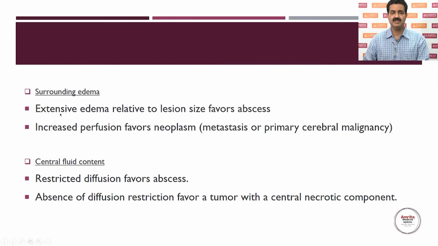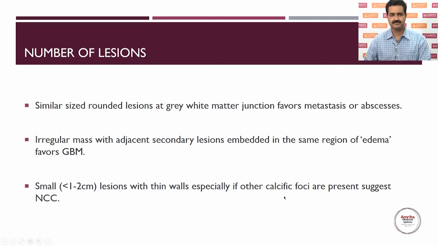If you look at the edema, extensive edema suggests abscess or neoplasm. So if there is extensive edema, there are two possibilities: one is the abscess, the other is the neoplasm. And the neoplasm we can identify by perfusion, when there is hyperperfusion of that area. If there is central fluid content and restricted diffusion, it is an abscess. If there is no restricted diffusion, it is a tumor with central necrotic content.